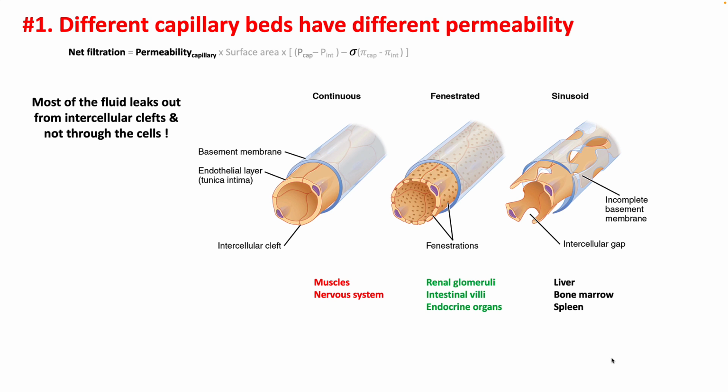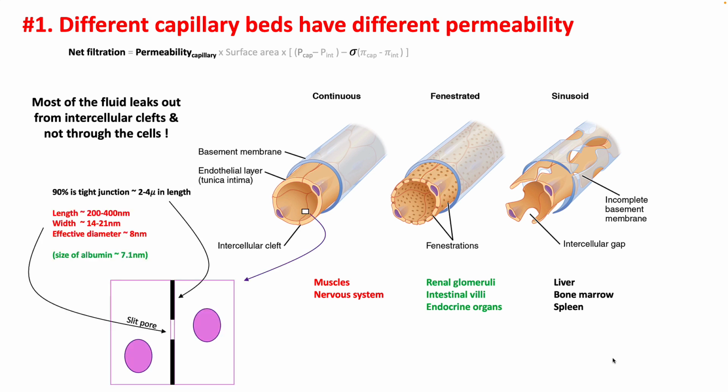From histology lectures, you should remember that there are three types of capillaries: continuous, fenestrated, and sinusoid. One of the things to remember is most of the fluid that leaks out of these capillaries goes through the intercellular clefts. So if you look at a zoomed in portion of a continuous capillary, most of it is tight junction, and there are slit pores between these tight junctions with length around 200 to 400 nanometers and width around 14 to 20 nanometers, with effective diameter around 8 nanometers. And the size of albumin for comparison is around 7.